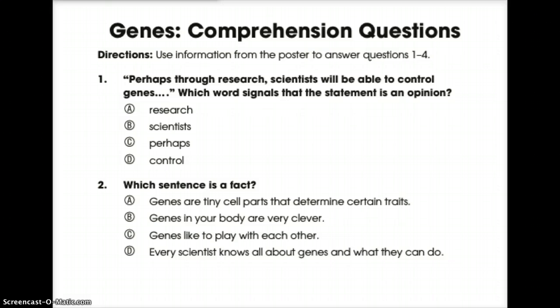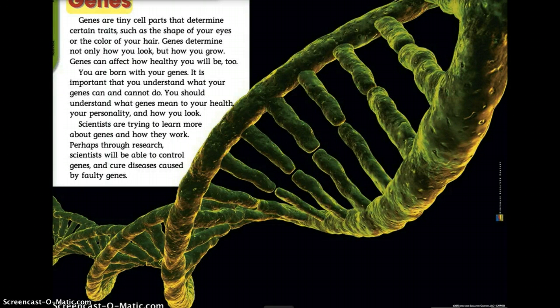All right, we are going to be working on these comprehension questions, but first let's take another look at the genes article. Genes are tiny cell parts that determine certain traits, such as the shape of your eyes or the color of your hair. Genes determine not only how you look, but how you grow. Genes can affect how healthy you will be too.